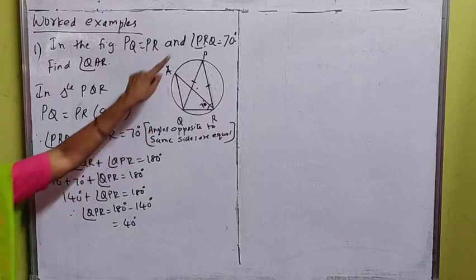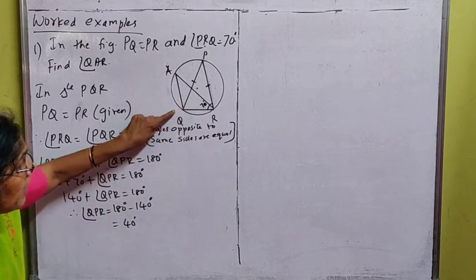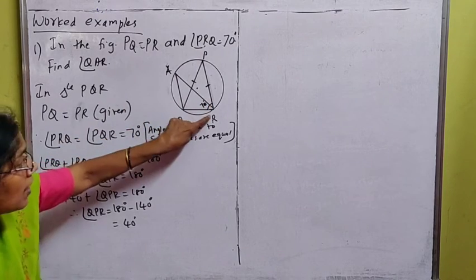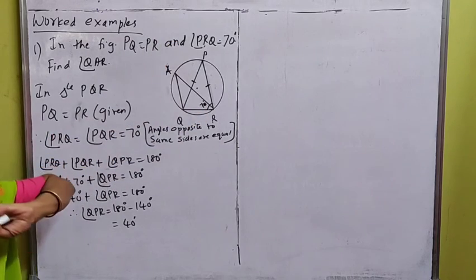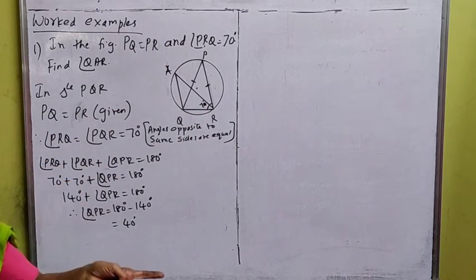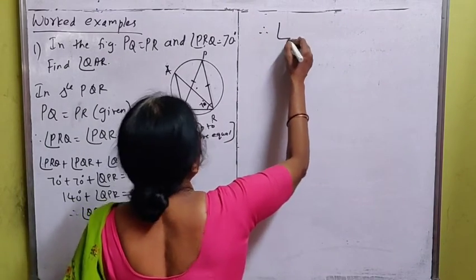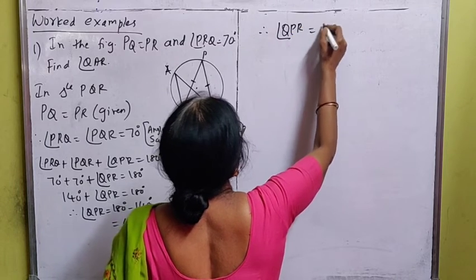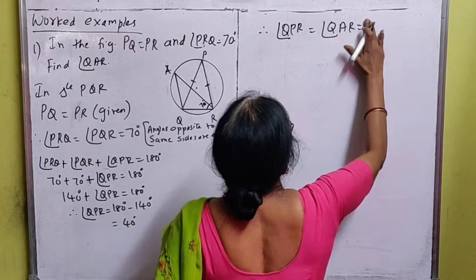So that means QPR you got. Now you see QR is an arc which subtends angle QPR on the circumference and angle QAR on the circumference also. And both are in the same segment. According to theorem 6, angles in the same segment are equal. So therefore angle QPR is equal to angle QAR, which is equal to how much it is given?